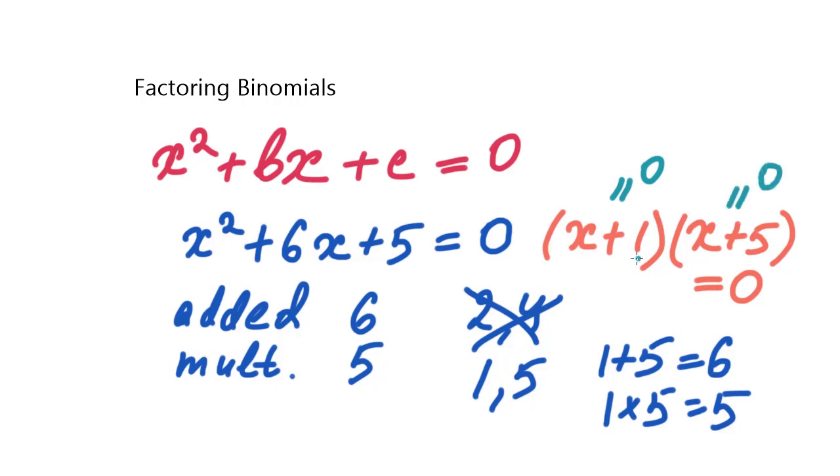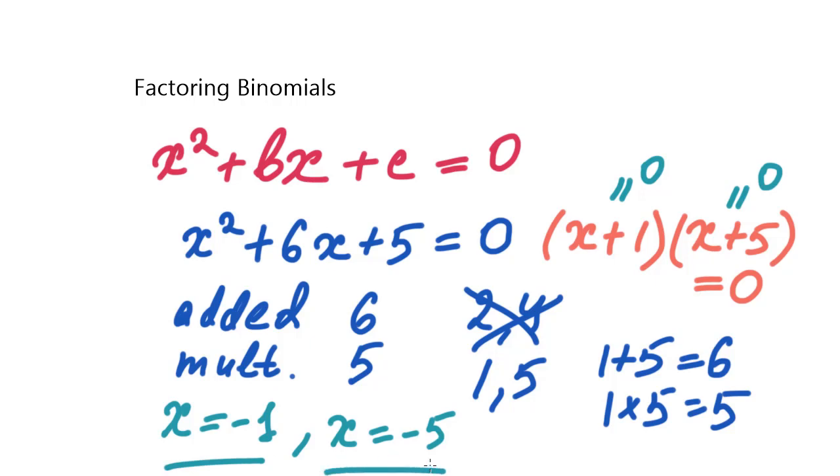Well, when is this equal to 0? When x equals -1, because -1 plus 1 is 0. So that's one root of our quadratic, x equals -1. And the other root is when this equals 0, and that happens when x is -5. So x equals -5 is our second root. And here we found two roots of this quadratic equation.